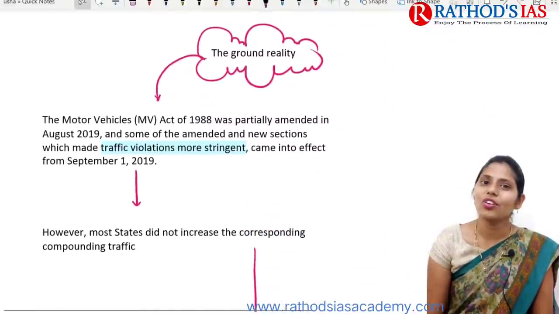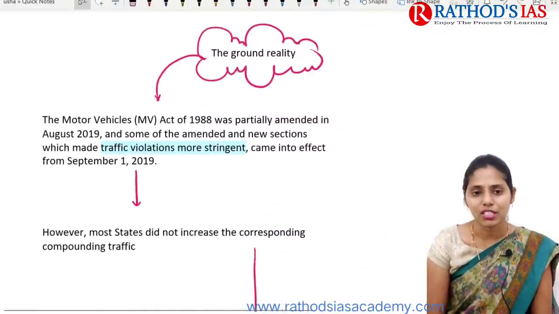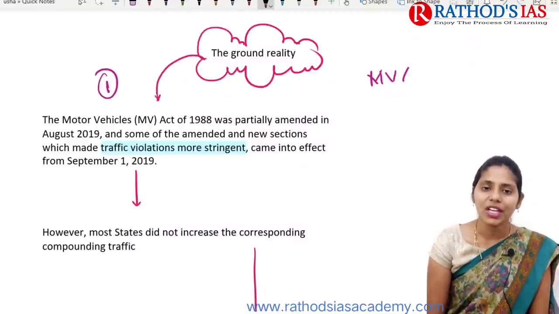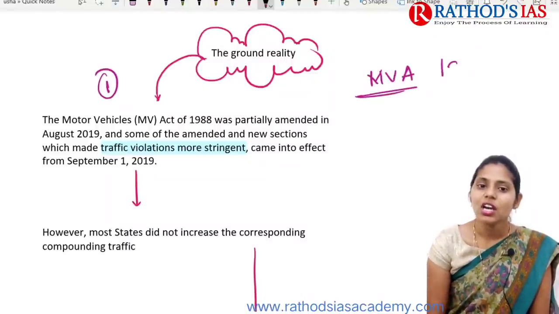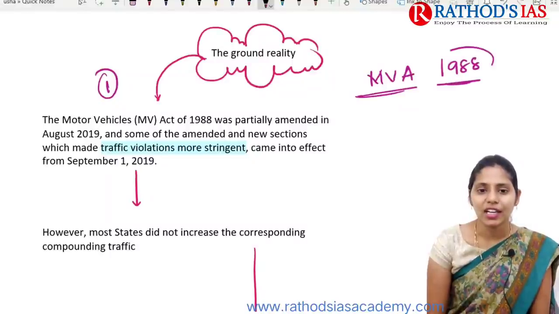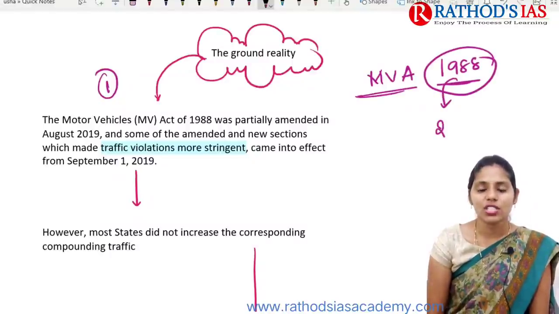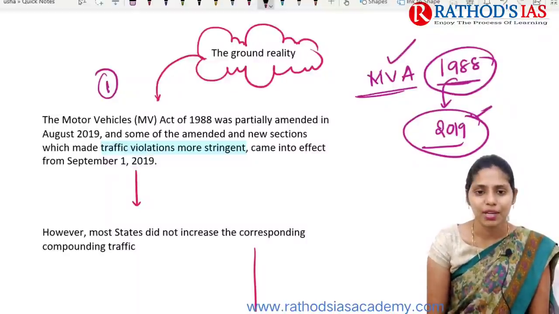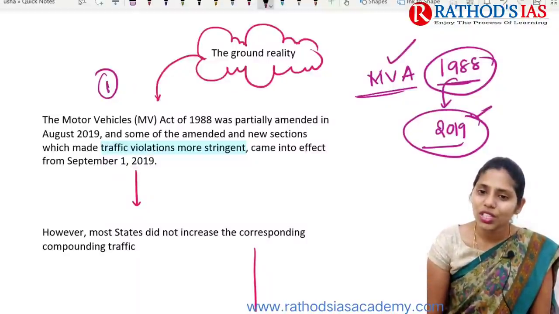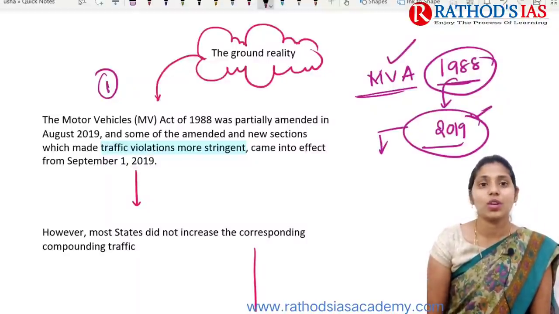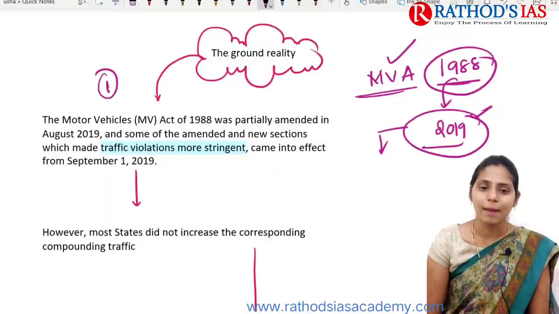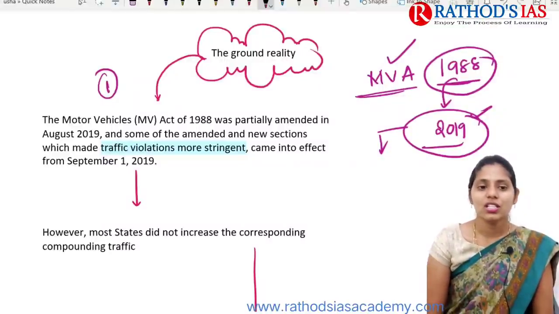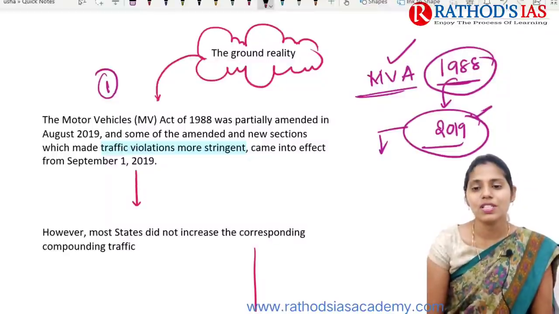And if you're talking about ground reality, what are the challenges that we are facing? So the first important challenge here is, already we are having the Motor Vehicles Act of 1988. So recently in 2019, some amendments were made to this Motor Vehicles Act, okay. So through these amendments, whenever any traffic violations happen, they are more stringent now, and there is some punishment that can also be seen here.